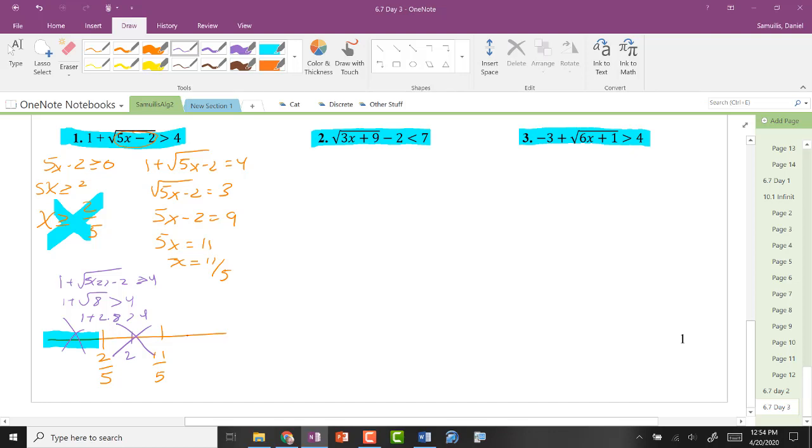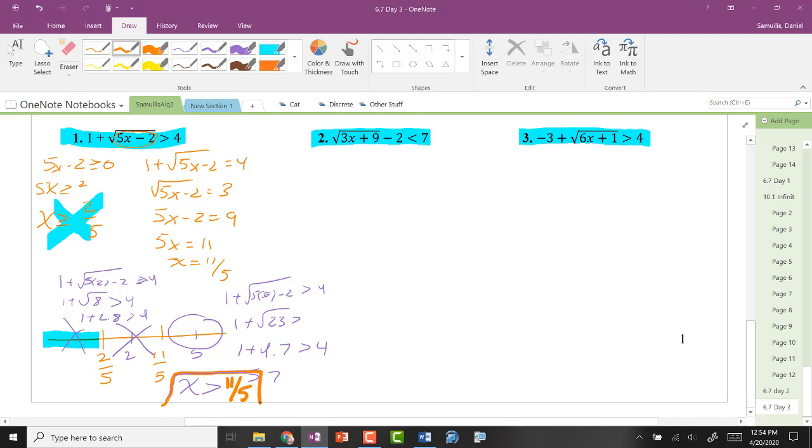Okay, so we check a number that's greater than 11/5, which would be, say, 5. So we check 5 in there. 1 plus the square root of 5 times 5 minus 2, greater than 4. 1 plus the square root of 23 is greater than 4. So that's like 4.7-ish. Okay, so you do get 5.7. So this works. So the solution is x is greater than 11/5.